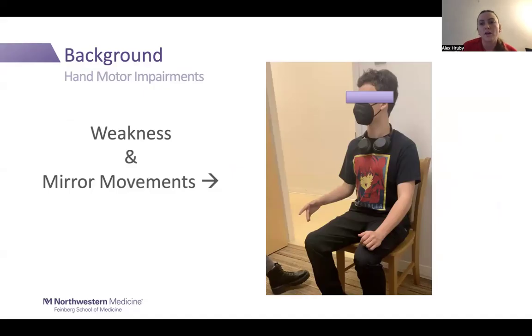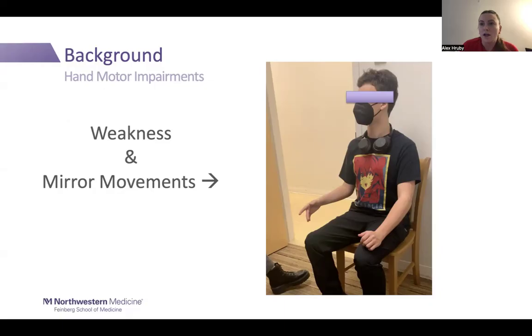And really a lot of past work has focused on the shoulder and the elbow. And so we're kind of working our way down the arm. And now we're looking at motor deficits in the hand. And so two big ones that are really characteristic for CP are weakness and mirror movements.